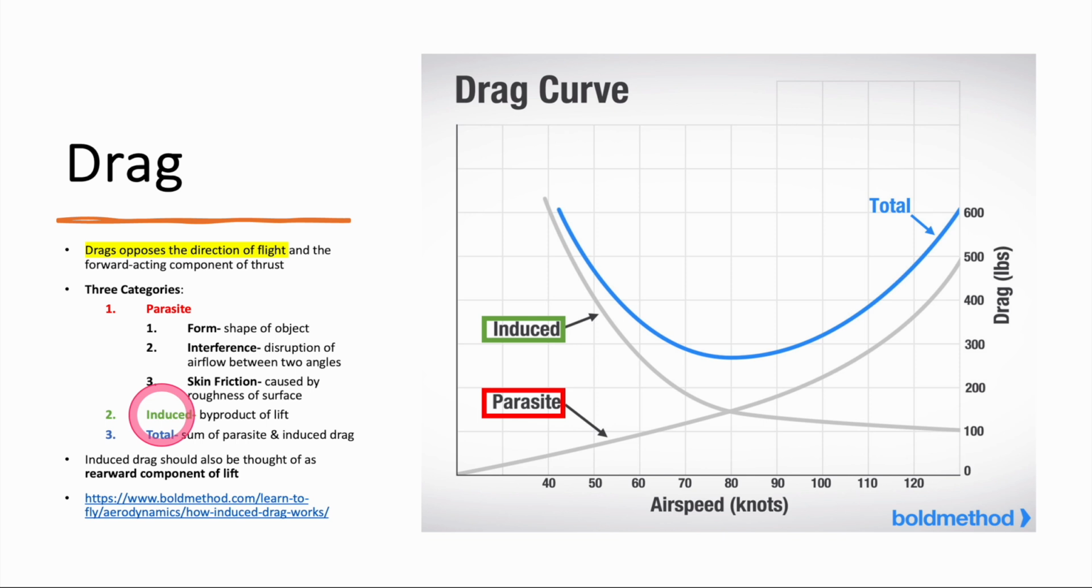Next is called induced drag. A simple way to think about this is a byproduct of lift. What that means is anytime we produce lift, a side effect or byproduct of that is producing drag. Just like when you breathe, a byproduct of respiration is carbon dioxide. Just by producing lift in the aircraft, we're also increasing our induced drag.